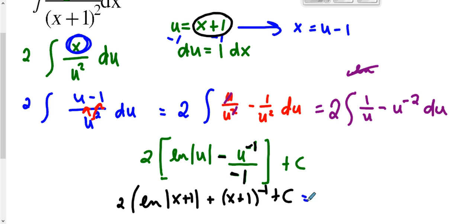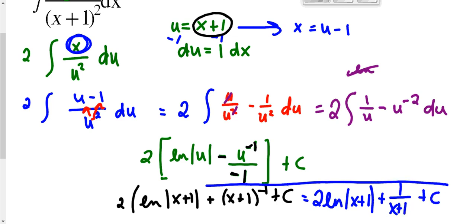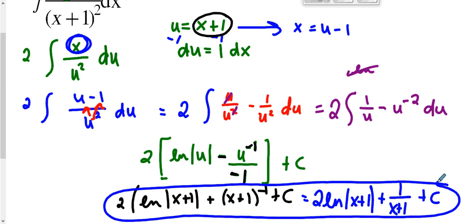And if you wanted to, you could distribute that 2 and have 2 times the ln, the absolute value of x plus 1, and then plus 1 over x plus 1, that negative 1 exponent plus c. Either one of these are acceptable answers. You should know the different ways. Oops, I didn't distribute the 2. There'd be a 2 here because that 2 would go to both of these. And that could be a different form of our final answer. Our properties of ln also say we could move that 2 here, and that x plus 1 could be squared, is another way that you can see that answer. Okay.